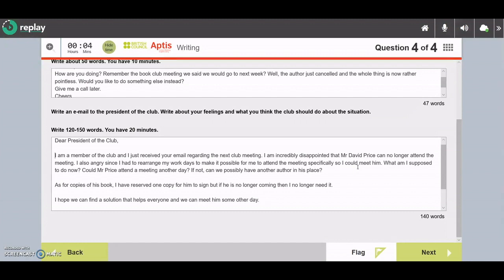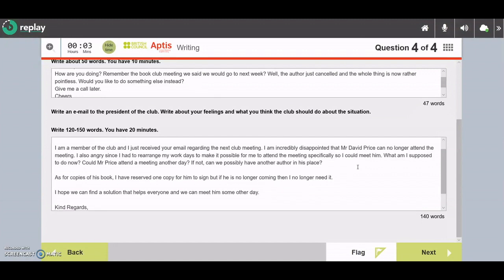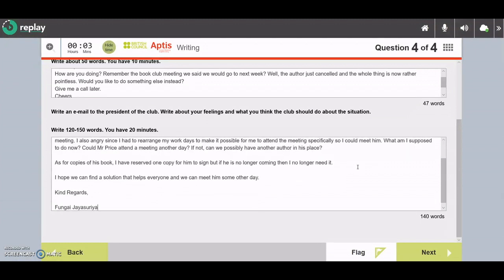I am also angry since I had to rearrange my work days to make it possible for me to attend the meeting specifically so I could meet him. What am I supposed to do now? Could Mr. Price attend a meeting another day? If not, can we possibly have another author in his place? As for copies of his book, I have reserved one copy for him to sign, but he's no longer coming, then I no longer need it. I hope we can find a solution that helps everyone and we can meet him someday. Kind regards, Fungai Jayasuriya." All right.